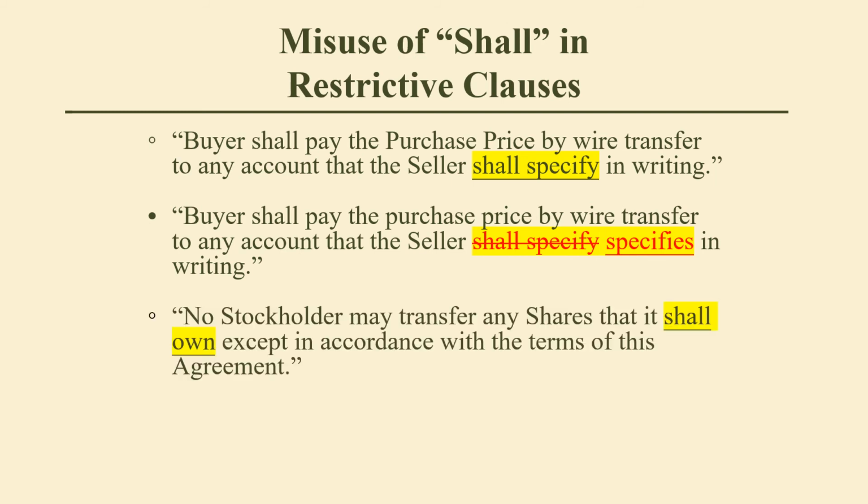No stockholder may transfer any shares that it shall own except in accordance with the terms of this agreement. Again, shall is a language of obligation, and does it obligate the stockholder to own shares? Logically, it must in order to be able to transfer the shares, but it's not the intent of the contract to impose this obligation. So it is better to revise it.